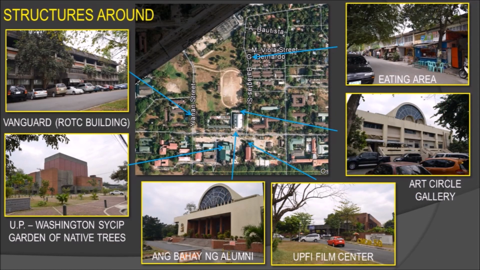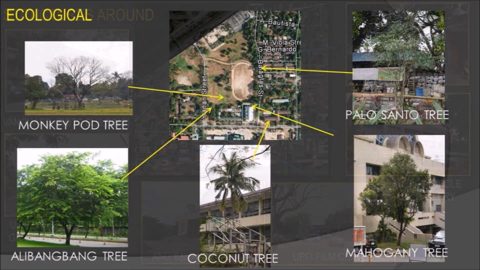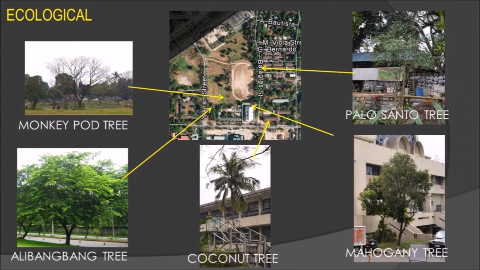The structures around our site are Vanguard ROTC Building, UP Washington Garden of Native Trees, Bahay ng Alumni, UPFI Film Center, Art Circle Gallery, and the eating area. For the ecology of our site, we have different kinds of trees around this area. We have makipad tree, alibangbang tree, coconut tree, mahogany tree, and palo santo tree.